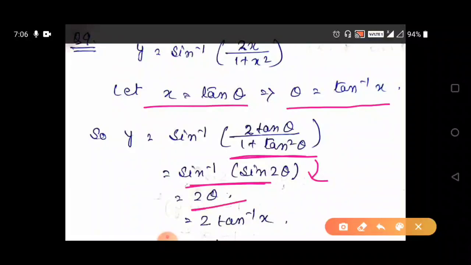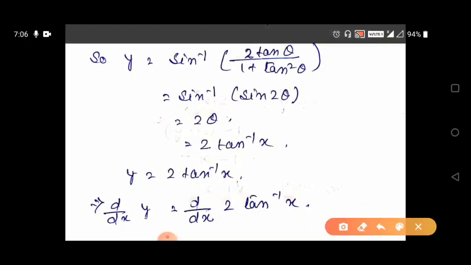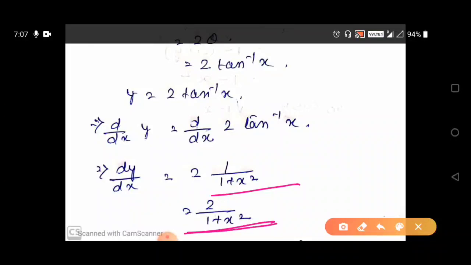From here we will get 2 theta. In place of theta, now we will put tan inverse x. Now, we know the formula of d dx of tan inverse x. So, d dx of y is equal to d dx of 2 tan inverse x. So, here we can use the formula of u and v. Whenever 2 is constant, we have to find the derivative of tan inverse x. So, the derivative of tan inverse x is 1 by 1 plus x square. So, from here we will get our answer 2 by 1 plus x square.